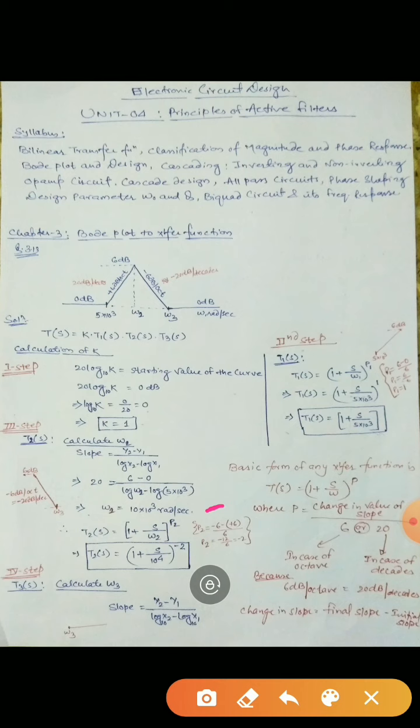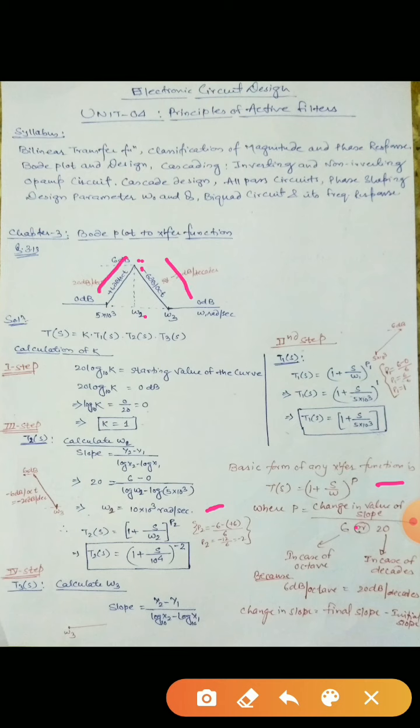Now substituting into the simple formula, 1 plus s by omega. What is omega? Omega is nothing but omega 2. So T2 of s is equal to 1 plus s by 10 to the power 4. And what is P2? P2 is nothing but the change in slope at this particular frequency. So the final slope is minus 6 dB per octave.